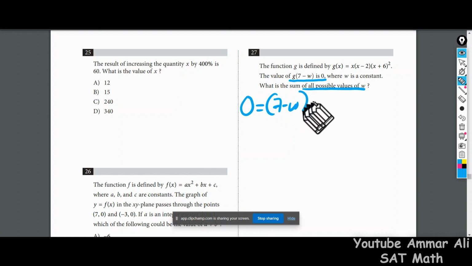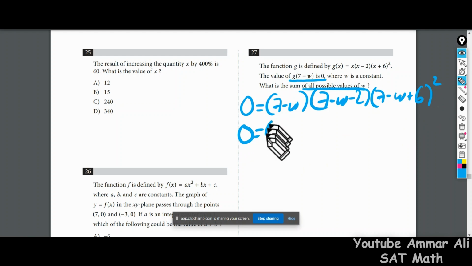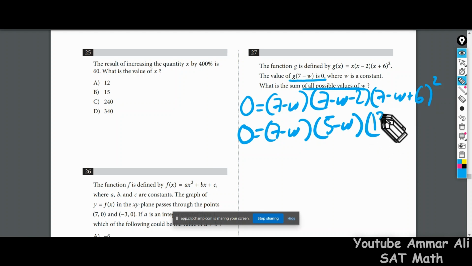So we have an x at the beginning, and then we're going to plug it in here too. So 7 minus w minus 2, and then we're going to have 7 minus w plus 6, all squared. Simplifying this, we still have a 7 minus w at the beginning. Then we are left with a 7 minus w minus 2, or a 5 minus w. And then lastly, we have 7 plus 6, that's going to be 13 minus w, squared.